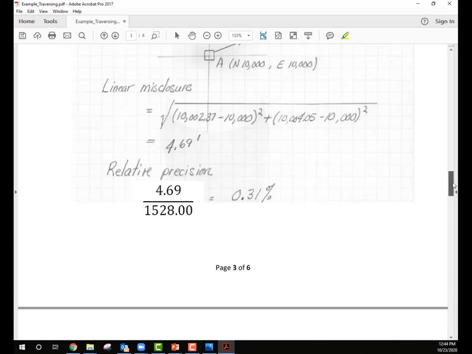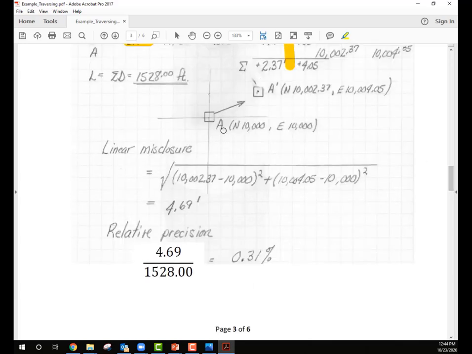From there we compute linear misclosure, right? Essentially we should have been at our original starting point, but our calculated position might be A prime. So the absolute difference between those is delta y squared plus delta x squared under the square root. That gives me 4.69 feet in linear misclosure.